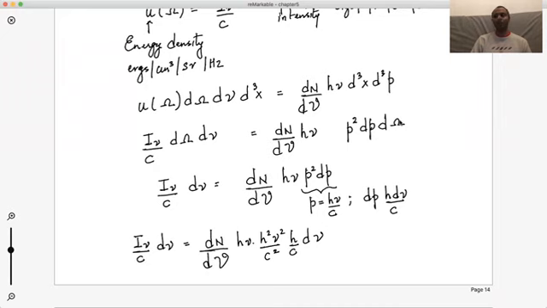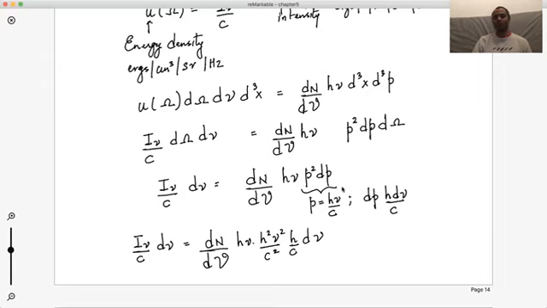Okay, so now we get rid of d omega, right? The d omega is gone. Okay, so we get here I nu by c d nu, and now d omega is gone. So that's what we have on the right hand side. Now we can write for photons, p is equal to h nu by c, because momentum is equal to energy divided by c for photons. So p squared can be written in terms of frequency alone, and dp can also be written in terms of d nu, the frequency alone.